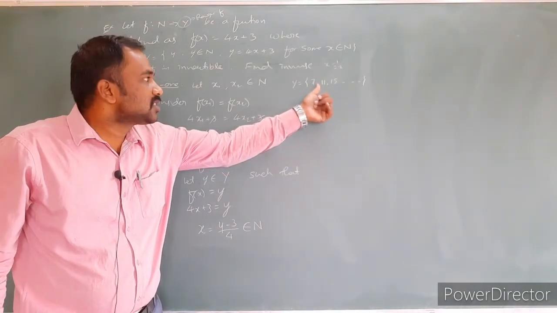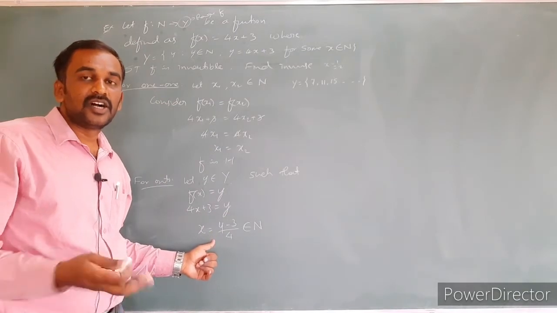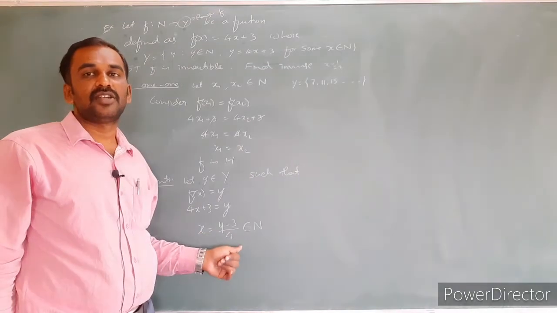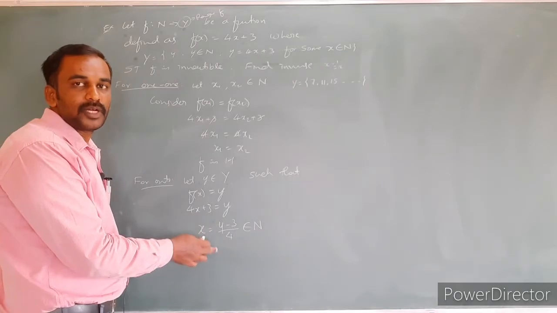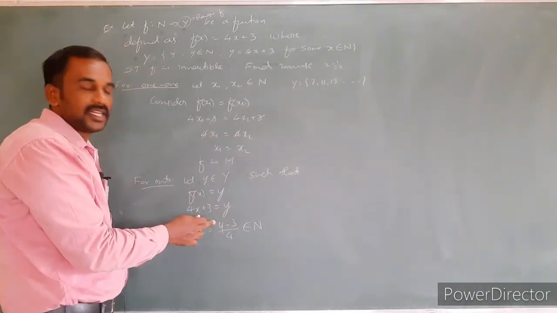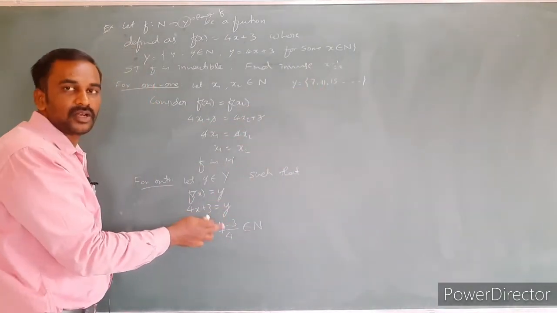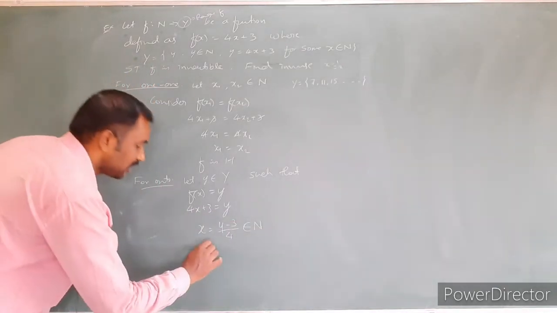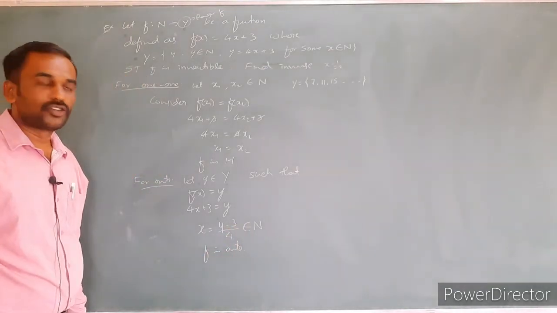Now you take any element from the Y set, and on simplifying, you get the x value. Is that x a natural number or not? Just cross check it. 7 minus 3 is 4, 4 by 4 is 1. Is 1 a natural number? Yes. 11 minus 3 is 8, 8 by 4 is 2. Yes, natural number. 15 minus 3 is 12, 12 by 4 is 3, yes, natural number. Obviously, it belongs to the natural numbers. We can conclude that f is an onto function. f is an onto function.